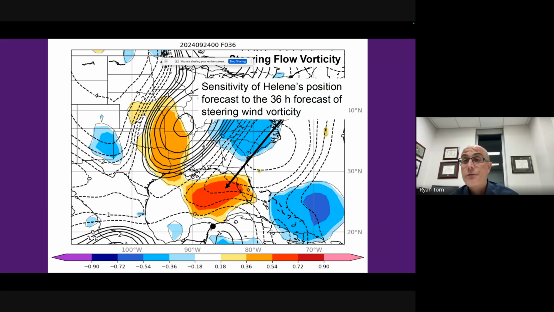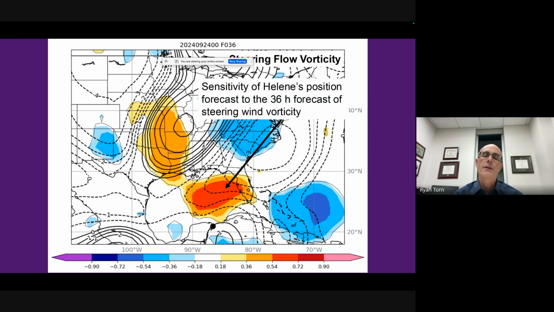Here, I'm going to show a lot of figures like this through the rest of the talk, so I'm going to just describe what this is. Here, the contours are the ensemble mean steering flow vorticity, where solid contours are positive relative vorticity, dashed is negative relative vorticity. And the shading is the sensitivity of the Helene track forecast to the steering flow vorticity at this time. This is a time of the first G4 flight associated with Helene.